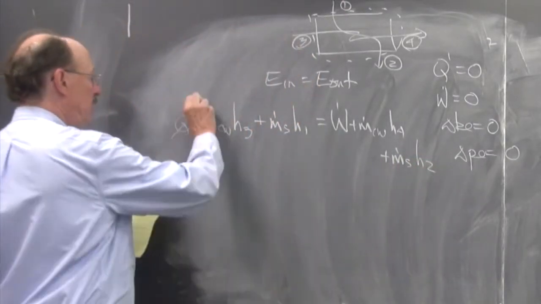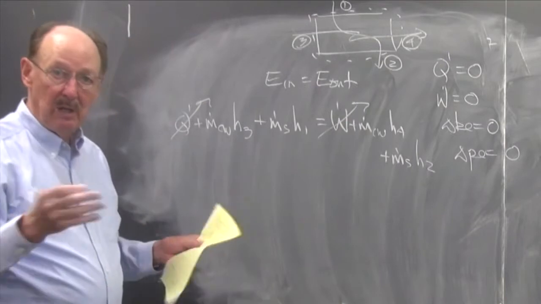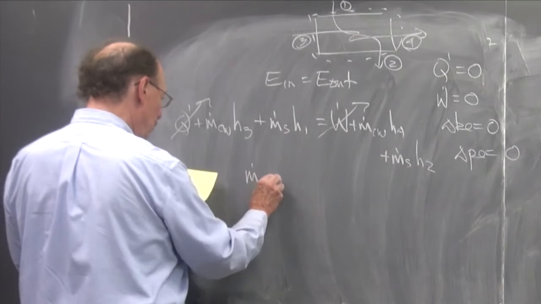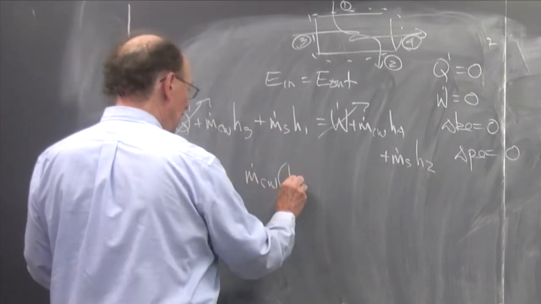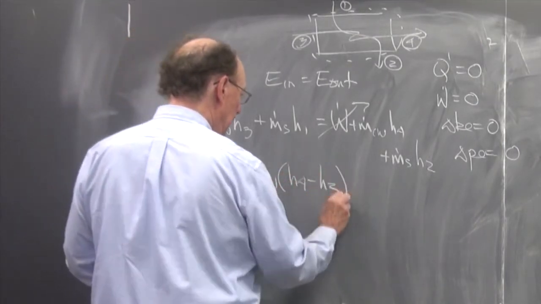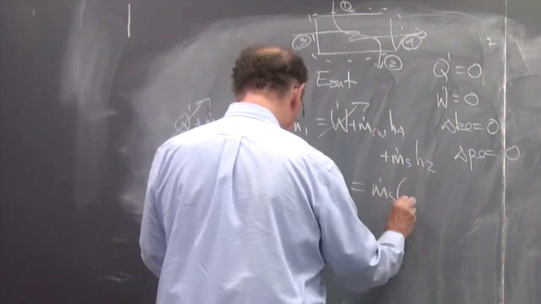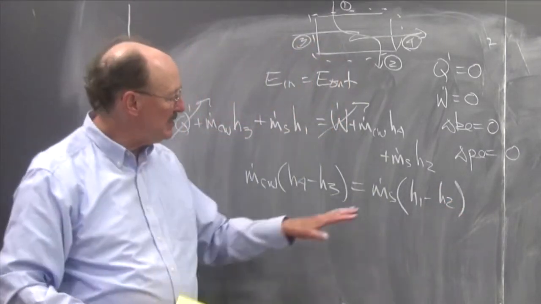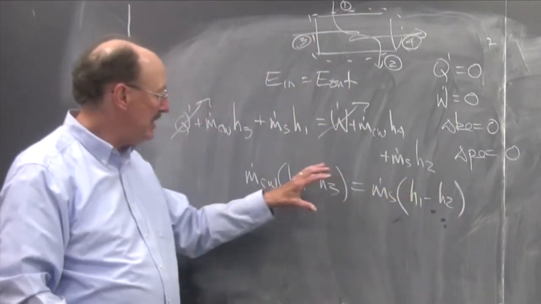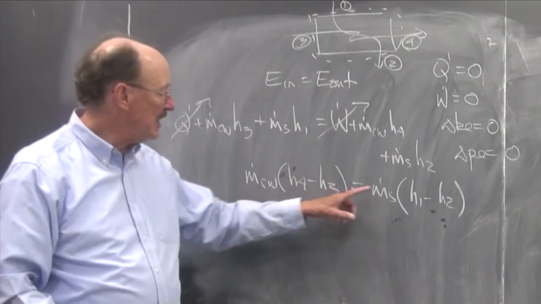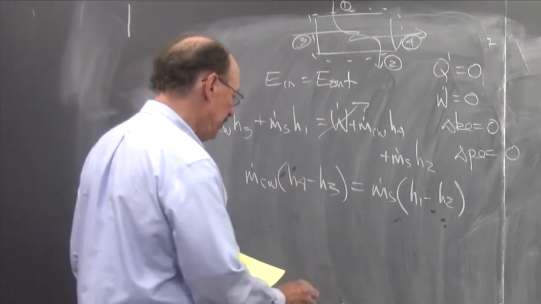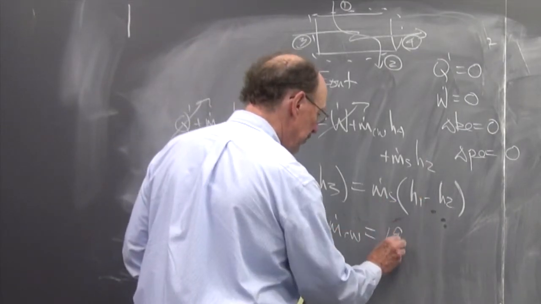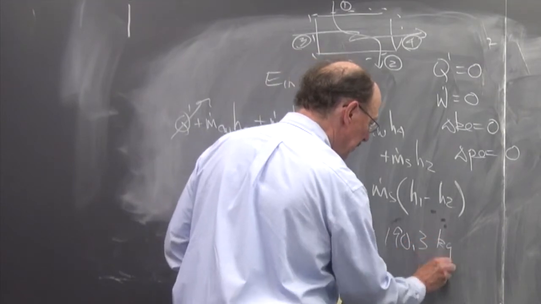The heat and work go away, they're 0. Basically, m dot of the cooling water times (h4 minus h3) is equal to m dot of the steam times (h1 minus h2). What this is telling us is that the energy given up by the steam is the energy picked up by the cooling water. You know everything except m dot of the cooling water, so you get the same number, 193 kilograms per second.